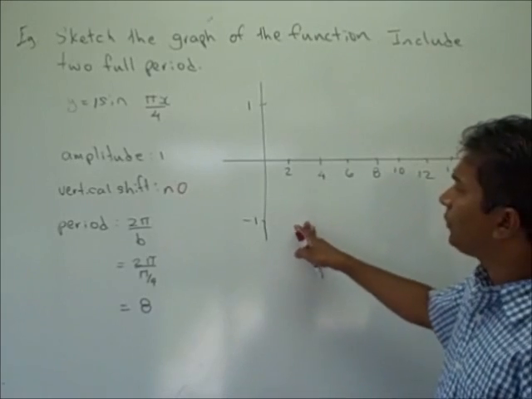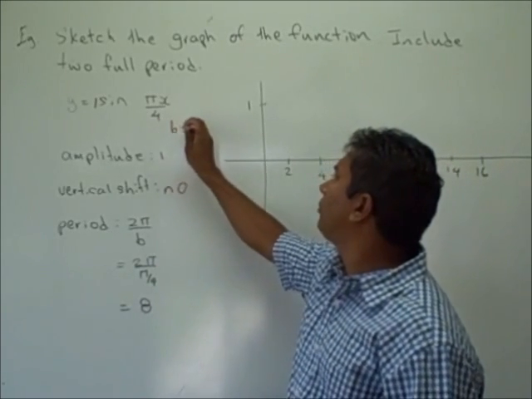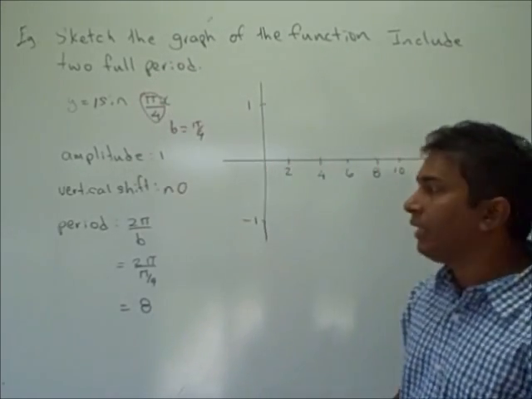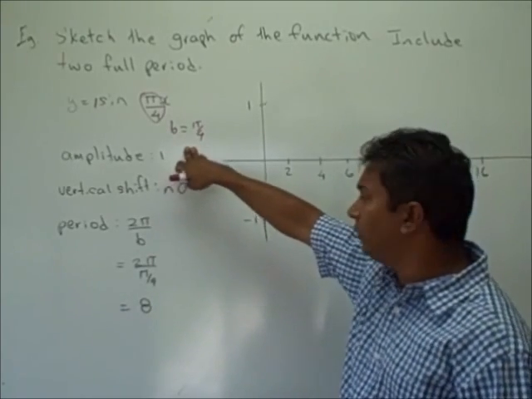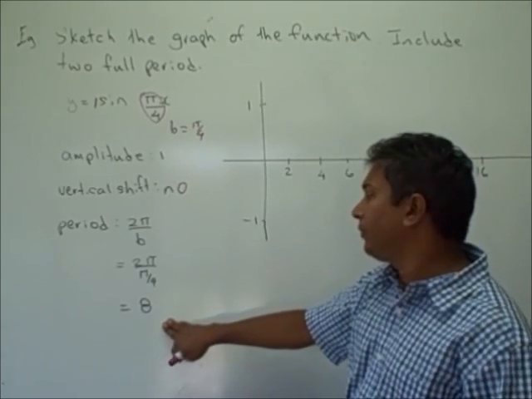Our period is equal to 2 pi over b. Here our b is equal to pi over 4. It's the coefficient of the x. So to find our period, we take 2 pi and divide by b. So 2 pi divided by pi over 4 will give us a period of 8.